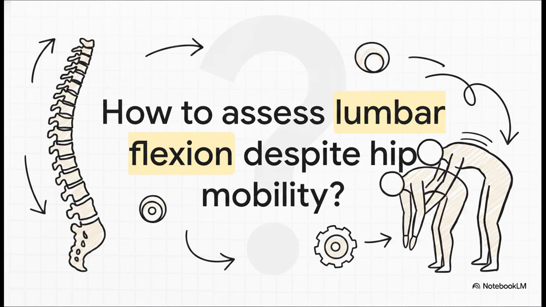But here's a tricky question. When we assess the spine during the GALS screen, how do we actually isolate lumbar flexion without getting fooled by hip mobility? I mean, a patient touching their toes might just have really great flexible hips, right? So how do we know it's actually the spine doing the work?